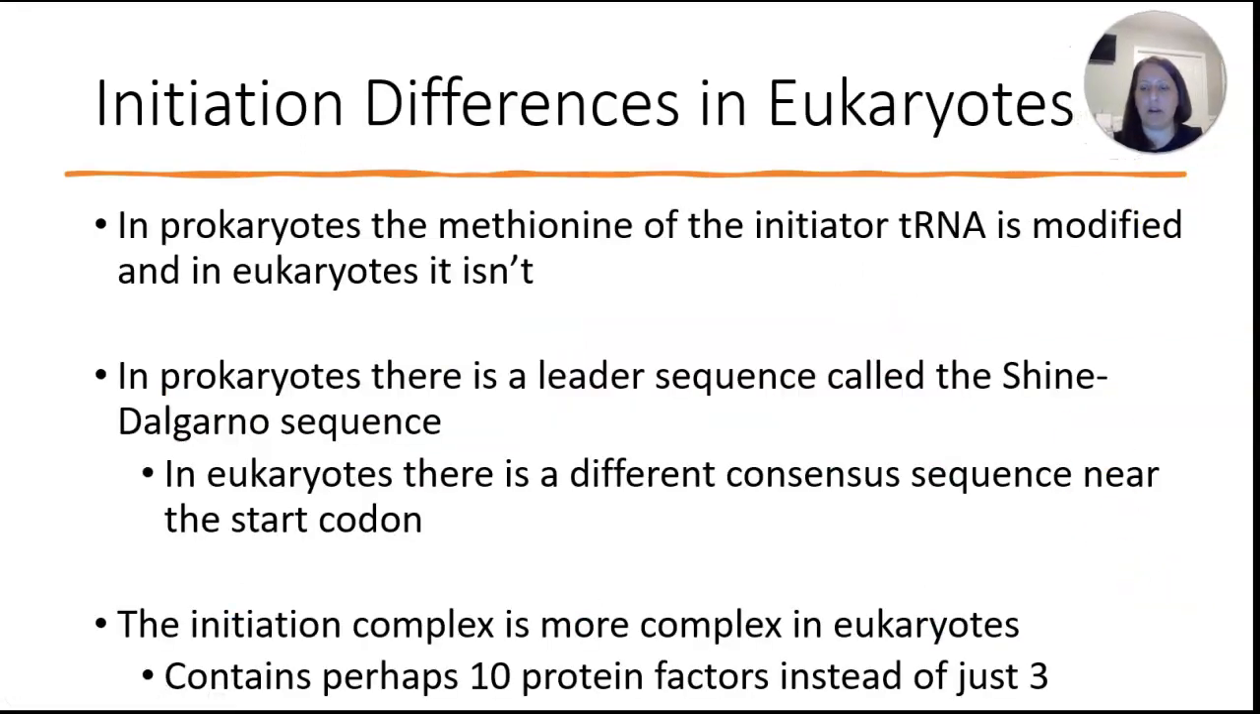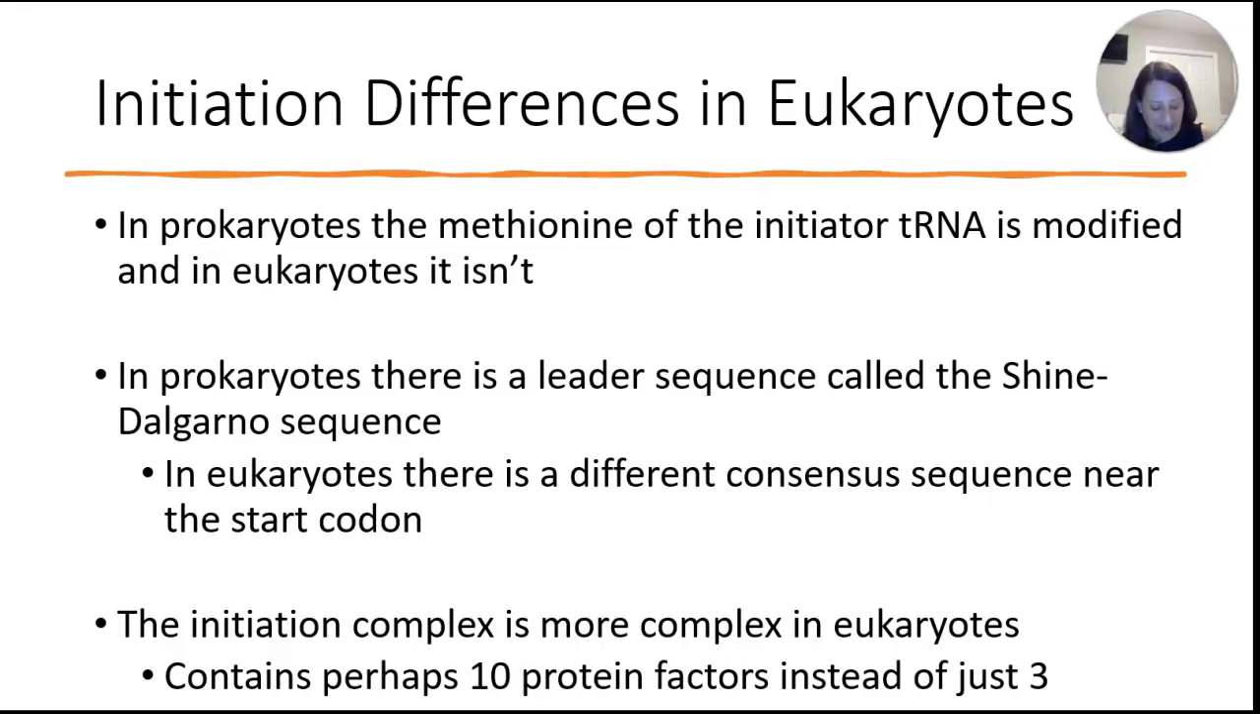Again, in prokaryotes, the methionine of our initiator tRNA is modified. We call it FMET. In eukaryotes, it isn't, so it's just methionine, or just MET. Secondly, in prokaryotes, this leader sequence is actually called the Shine-Dalgarno sequence. It's a conserved sequence upstream from the start codon. In eukaryotes, it's just a different consensus sequence, and it's actually different depending on the gene. But again, it's going to be near the start codon, which will help our ribosome find that start codon, the AUG. It helps it to find the gene.